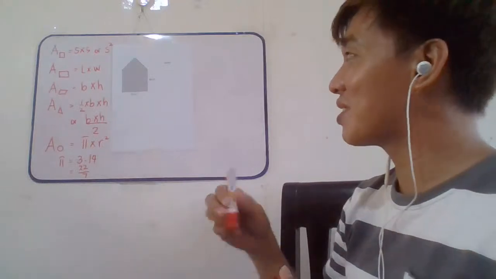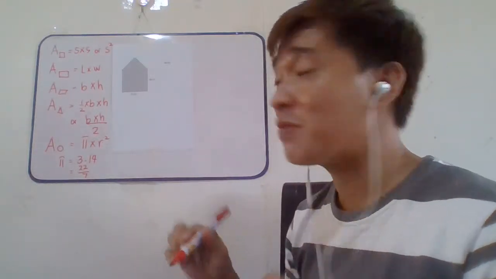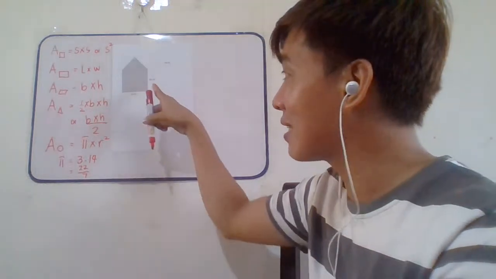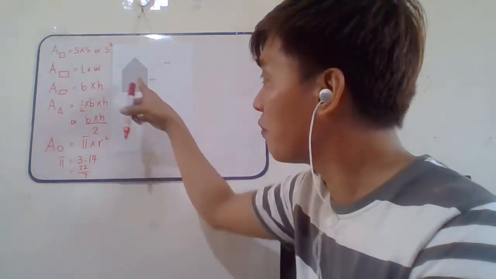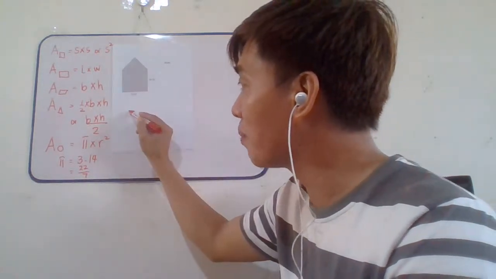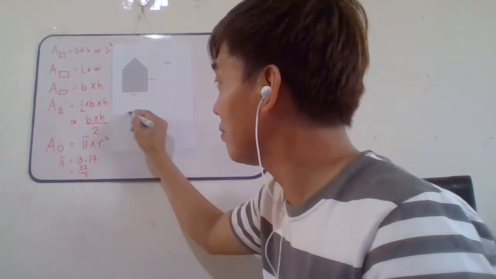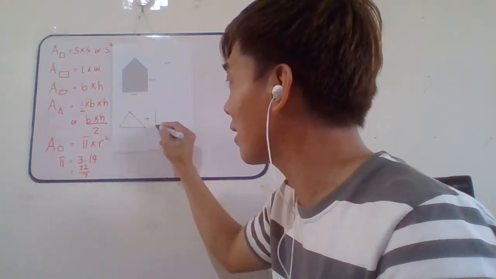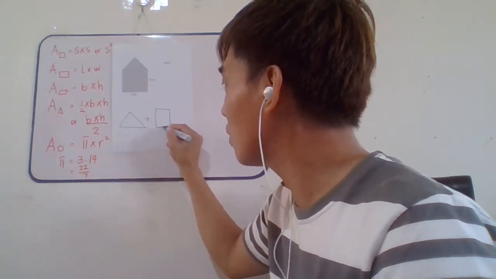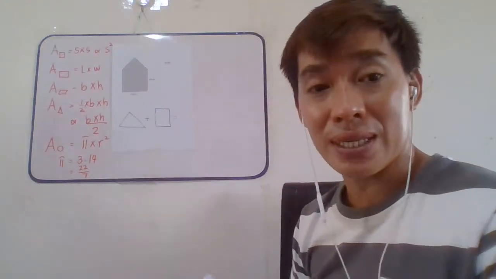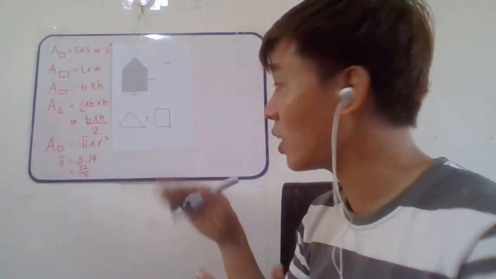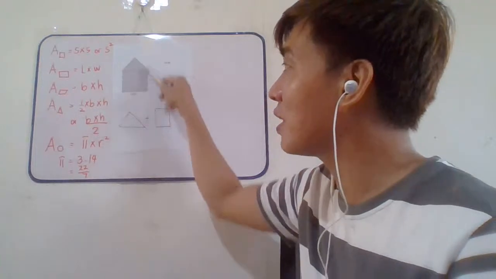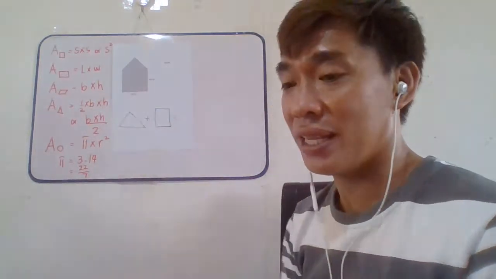This time, allow me to discuss how to get the surface area of this figure. The figure at the top is a triangle. If you see here, this is composed of the triangle plus the rectangle. So that's the area of the composite figure. The instruction is to get the area of the shaded figure, which is composed of a triangle and a rectangle.